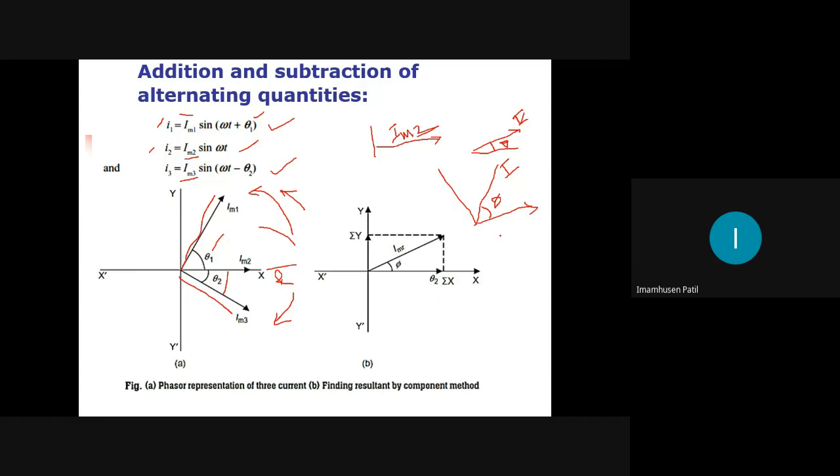What is the horizontal component of that one? I cos omega t. Here omega t is equal to theta. Okay. I cos theta. What is the vertical component of this one? I sin theta. Okay. The resultant is equal to the square root of I square cos square theta plus I square sin square theta. If you take the square root, you will get I only.